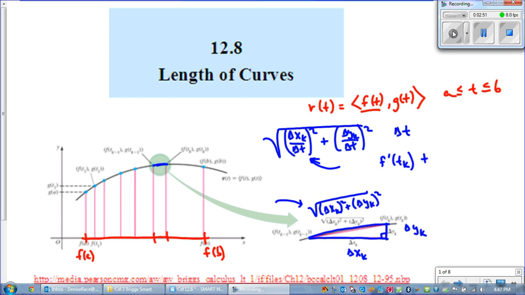Likewise, for the function g, there's some value in the interval where the slope of g will have this value, delta y sub k over delta t. So we'll have g prime of t sub k squared. We still have our delta t sub k on the outside. And this leads us to our formula for finding the arc length of a parameterized curve.